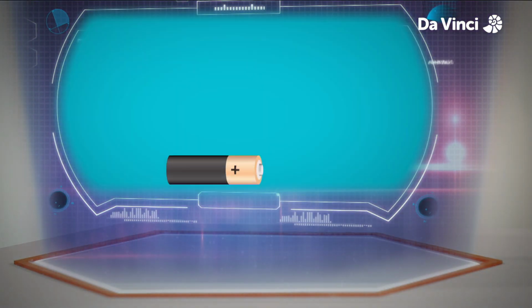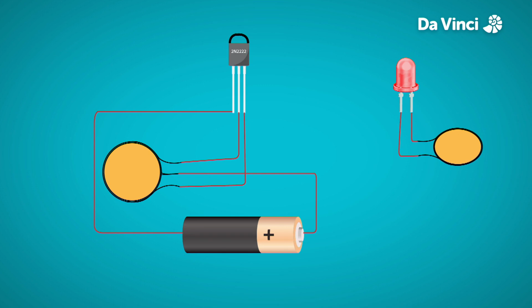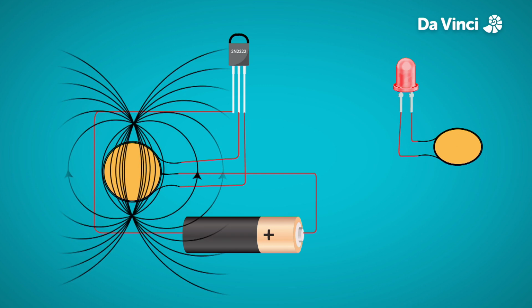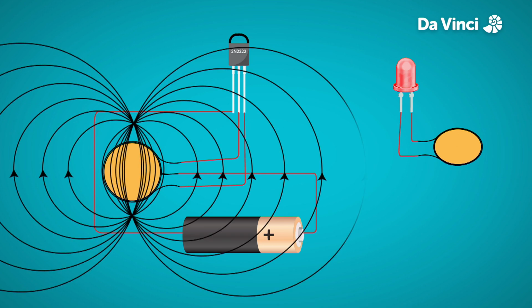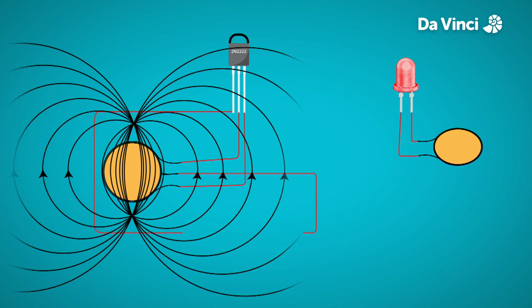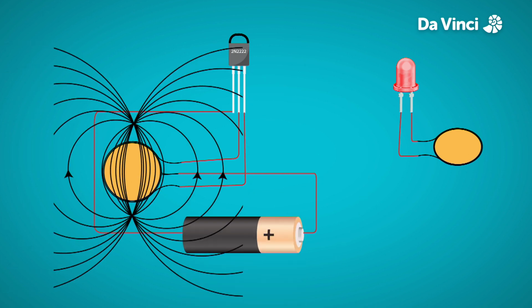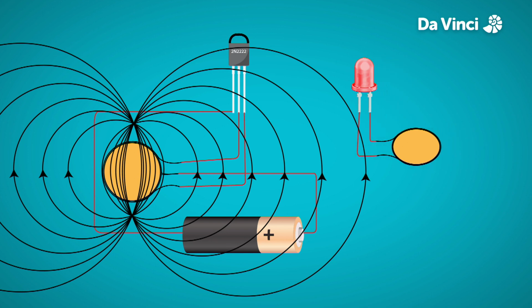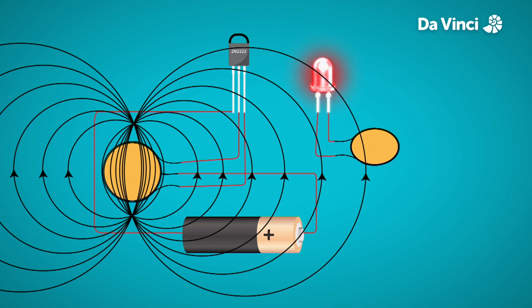How's that possible? When we connect the battery to the circuit, the current circulates through the circuit and a magnetic field is formed. When the battery is disconnected, the magnetic field collapses. This variation induces a current in the receiving loop that is connected to the LED.